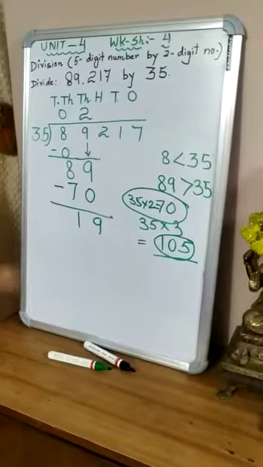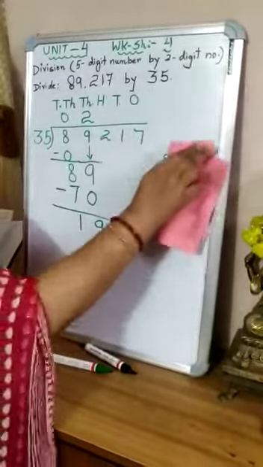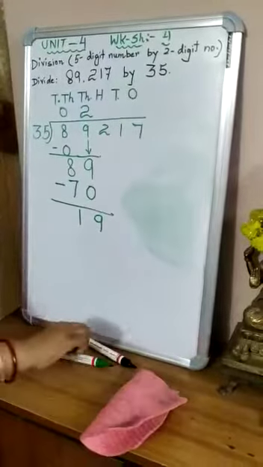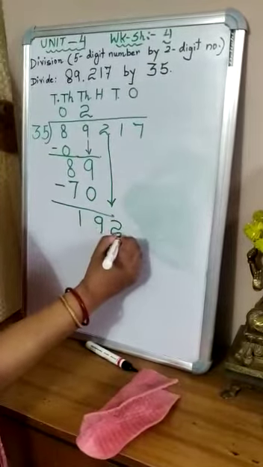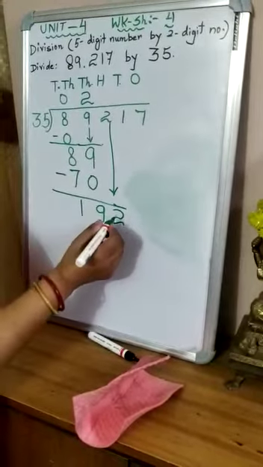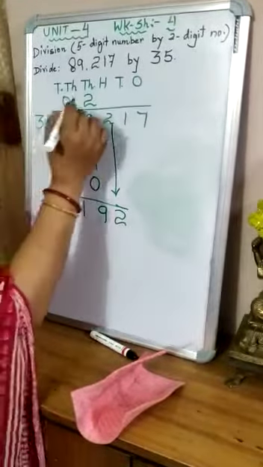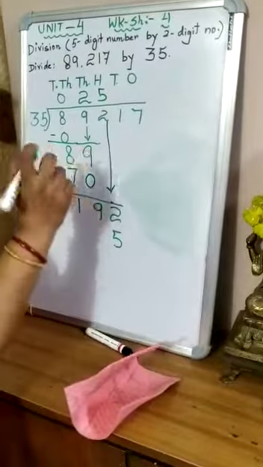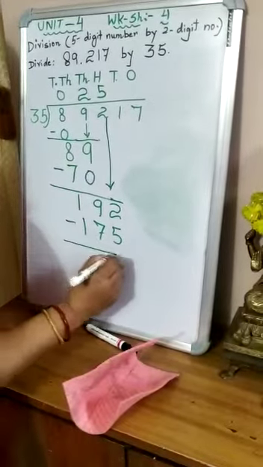Now I am going to erase this. Now all of you see, it's 19. Now I will put down this 2 along with 19. It becomes 192 hundreds. If I multiply 35 by 5: 5 fives are 25, write 5, 2 carry over. 5 threes are 15 plus 2, 17. So 175 is less than 192.